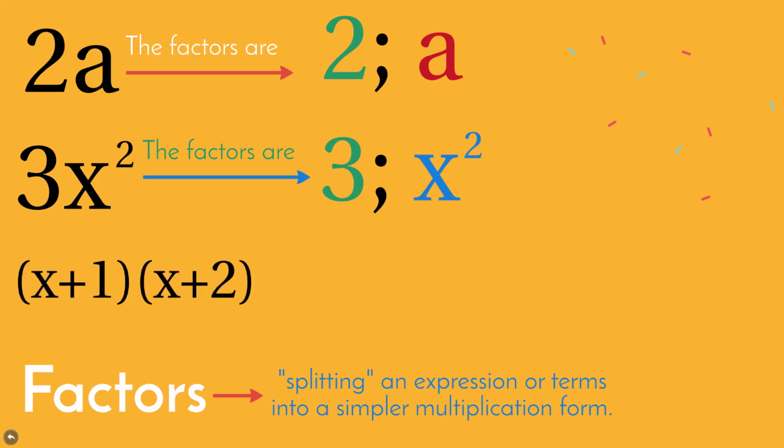Next example is this expression. As you can see, x plus 1 is being multiplied by x plus 2, because each of them is in a different parenthesis and they are being multiplied, so we can say that the factors of this expression are x plus 1 and x plus 2.